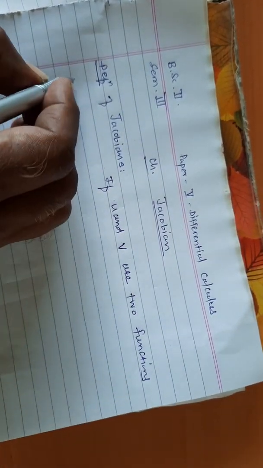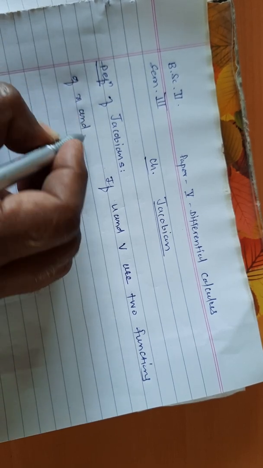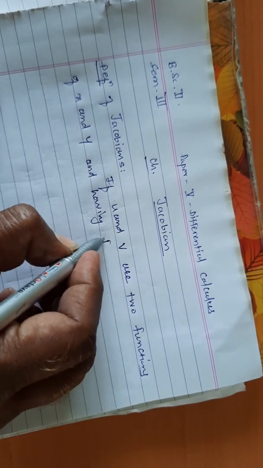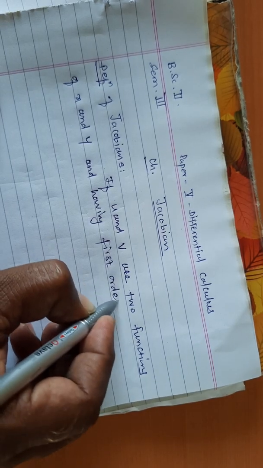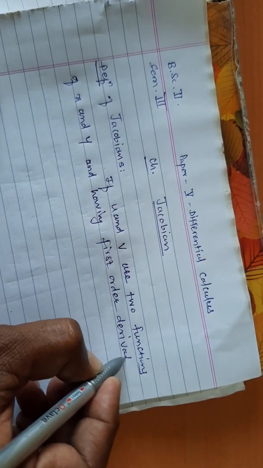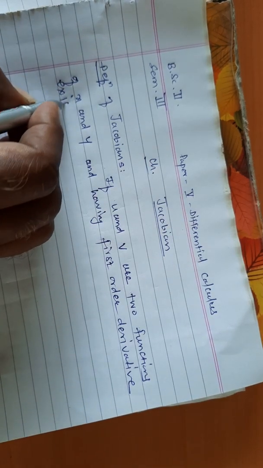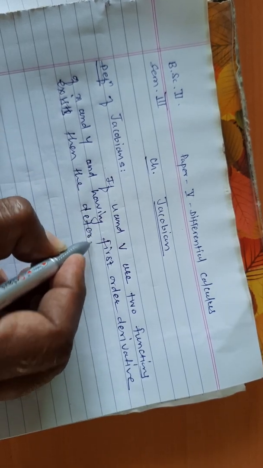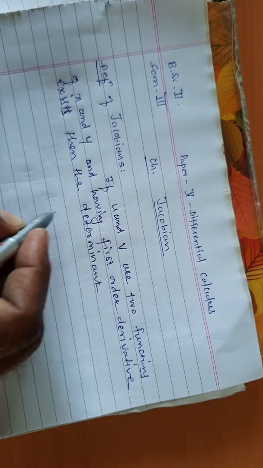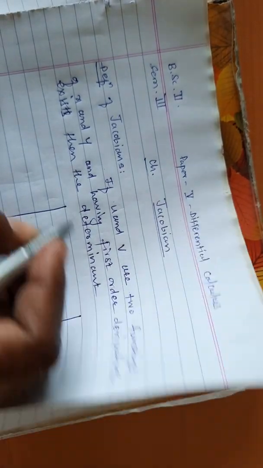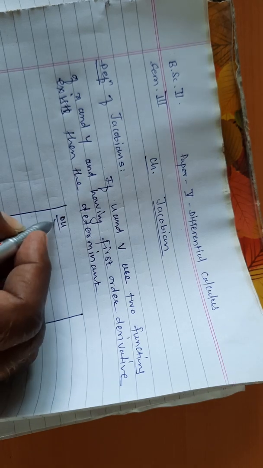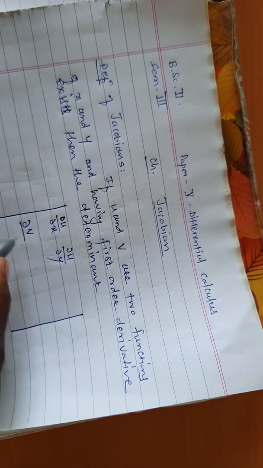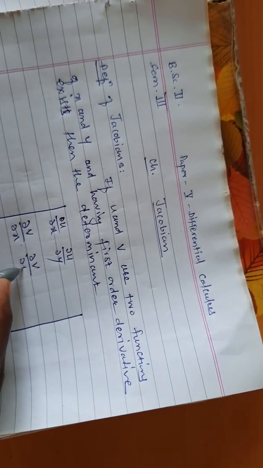of x and y and having first order partial derivatives existing, then the determinant of four partial derivatives, that is partial derivative of u with respect to x, partial derivative of u with respect to y, and the partial derivatives of v with respect to x and y.